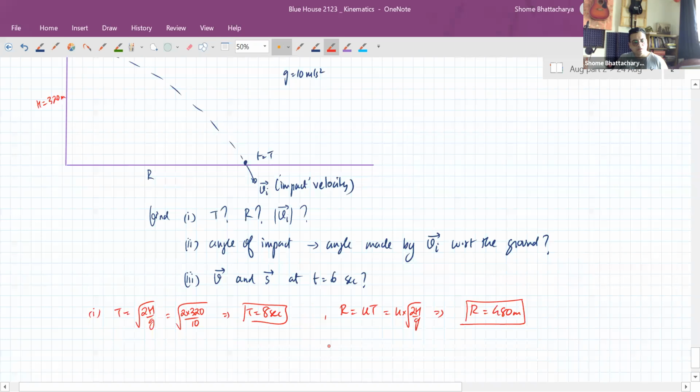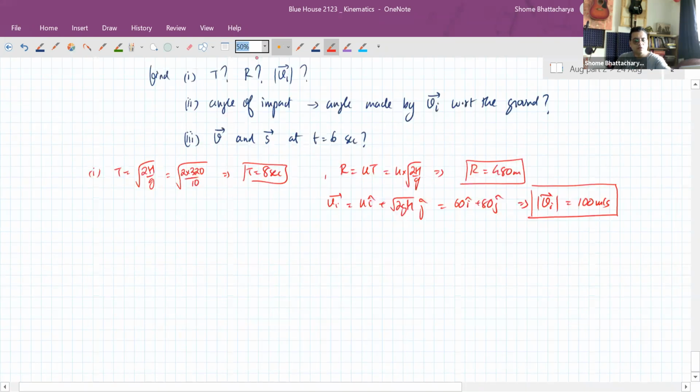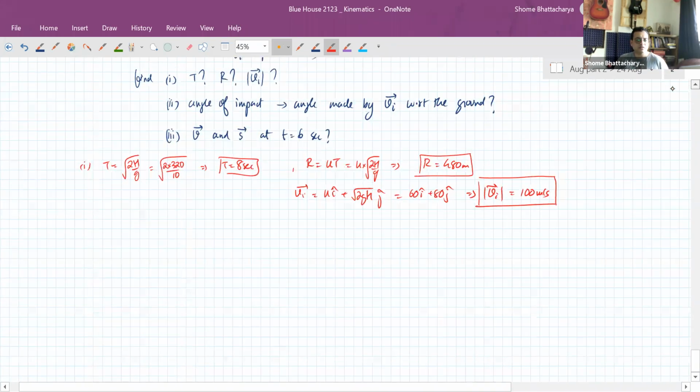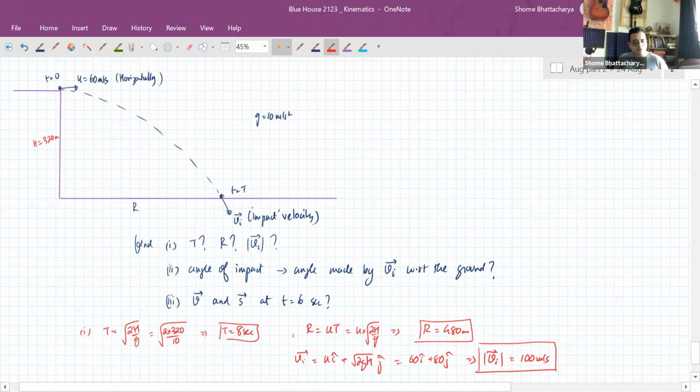And the impact velocity we can see is u i cap plus root 2gh j cap. So that will be 60 i cap plus 80 j cap. So the magnitude of the impact velocity, or the impact speed, will become 100 meters per second. You had thrown it at 60 meters per second, but because of gravity it will develop a vertical component of velocity. While the horizontal component remains constant at 60 meters per second, at the time of impact, along with that horizontal component of 60, it has also got this velocity of 80.